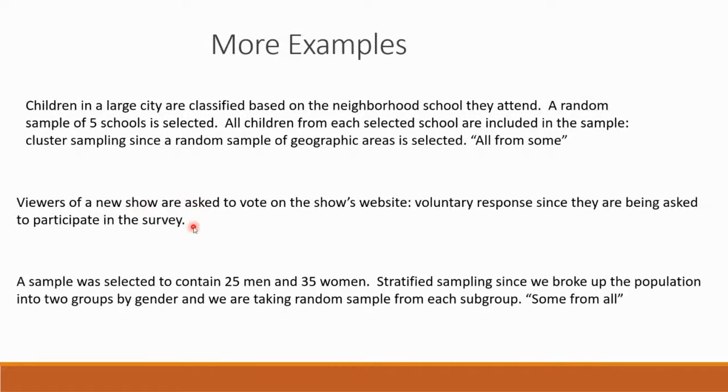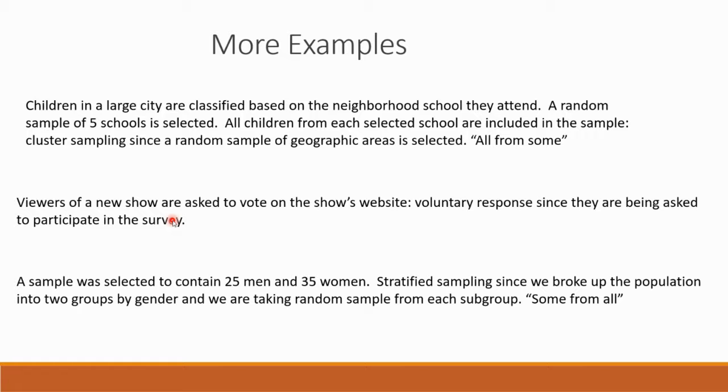Or here's another example with volunteer response. The viewers of a new show might be asked to vote on the show's website, or go to the company's website that made the show and fill out a survey. Well, that's volunteer response. And again, that's biased because that may not be representative of the entire population that's watching the show.